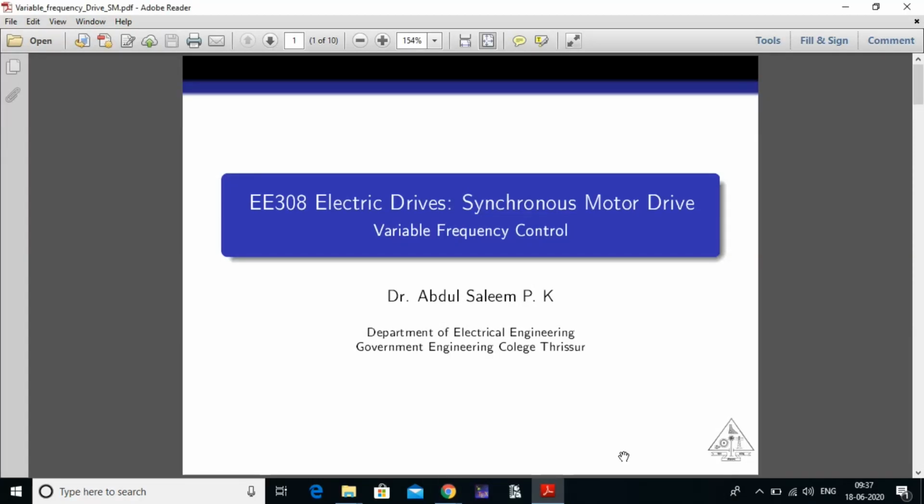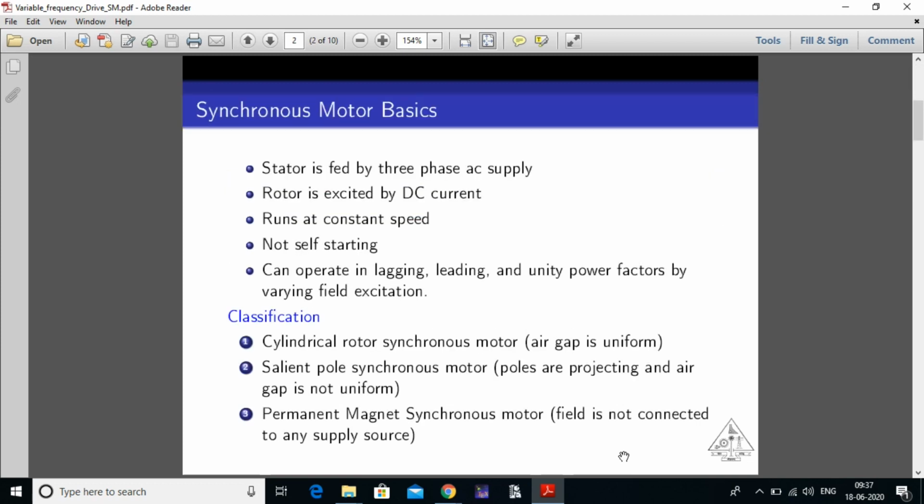In today's class, we will learn the variable frequency control of a synchronous motor drive. Before going to the variable frequency control, let us have a close look at some basics of synchronous motor. A three-phase synchronous motor is fed by a three-phase AC supply. This is similar to the case of three-phase induction motor.